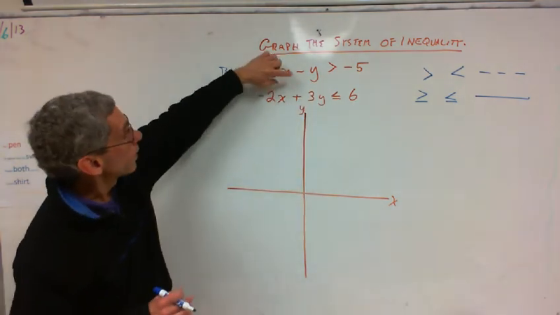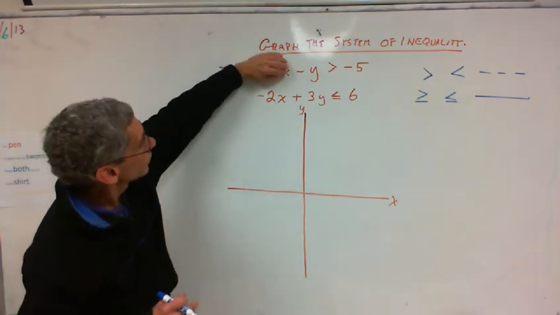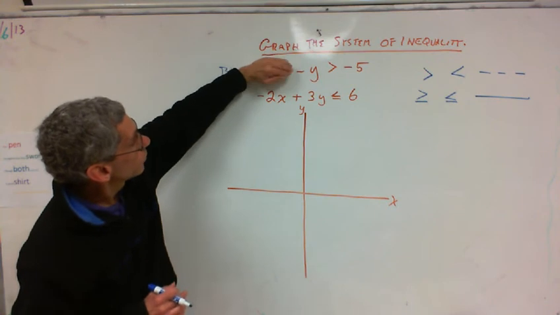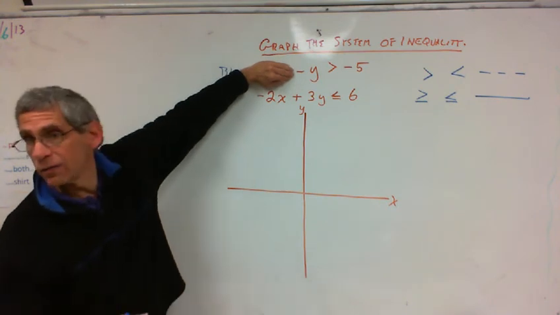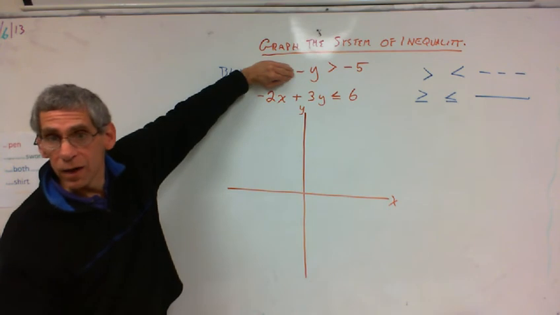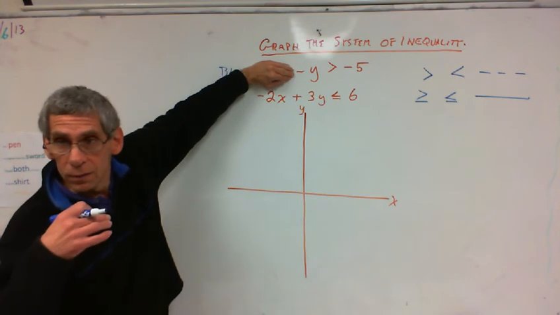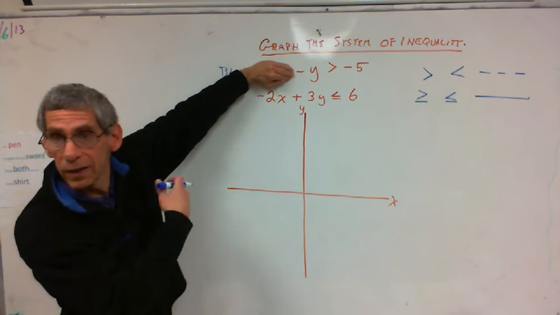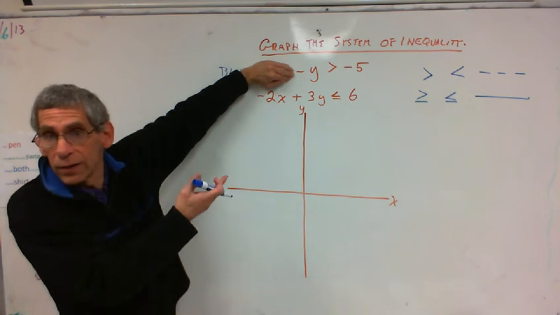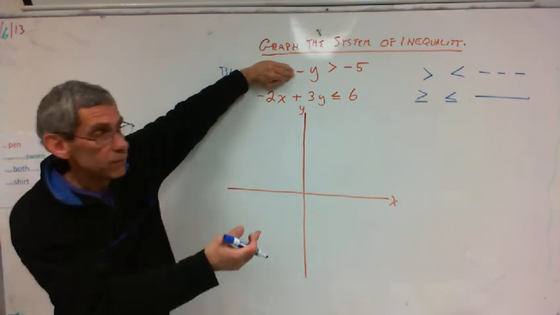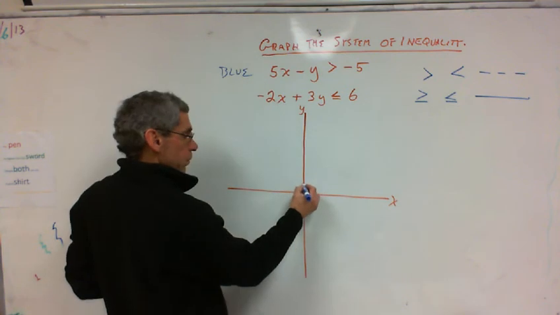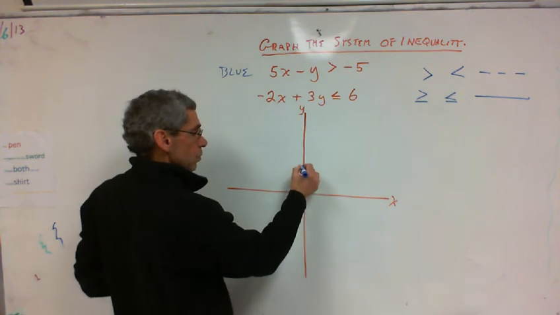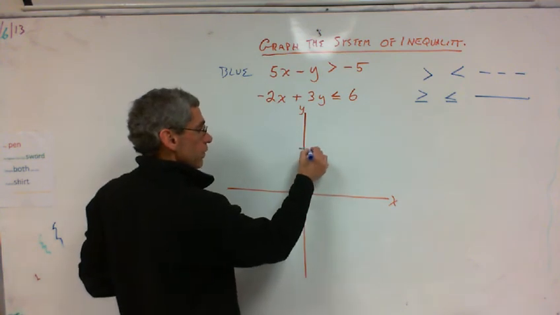So to find my y-intercept, I make x equal to 0. And so negative y is equal to negative 5, and positive y is equal to positive 5, right? Because I could multiply both sides by negative 1. So negative y would become positive y, negative 5 would become positive 5. So y is 5. So I go up here, 1, 2, 3, 4, 5, and I put a dot.